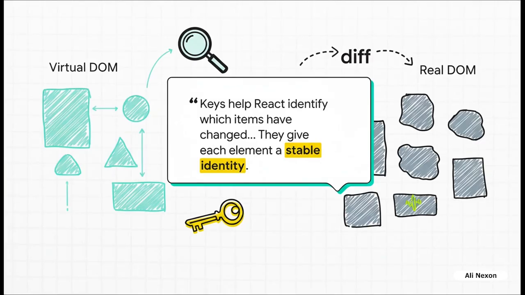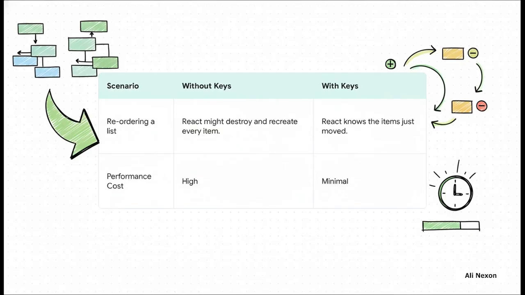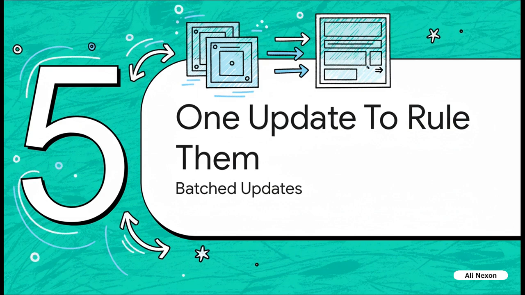Keys give each element in a list a unique, stable identity. You can think of it like a name tag for each item. With this tag, React no longer has to guess what changed, it knows for sure. And the difference is dramatic. I mean, without keys, if you reorder a list, React might get confused and just destroy the whole list to rebuild it in the new order, which is a huge performance hit. But with keys, React sees those name tags and just goes, oh, these are the same items. They've just moved around. The update becomes tiny and performance is saved. It's a huge deal.